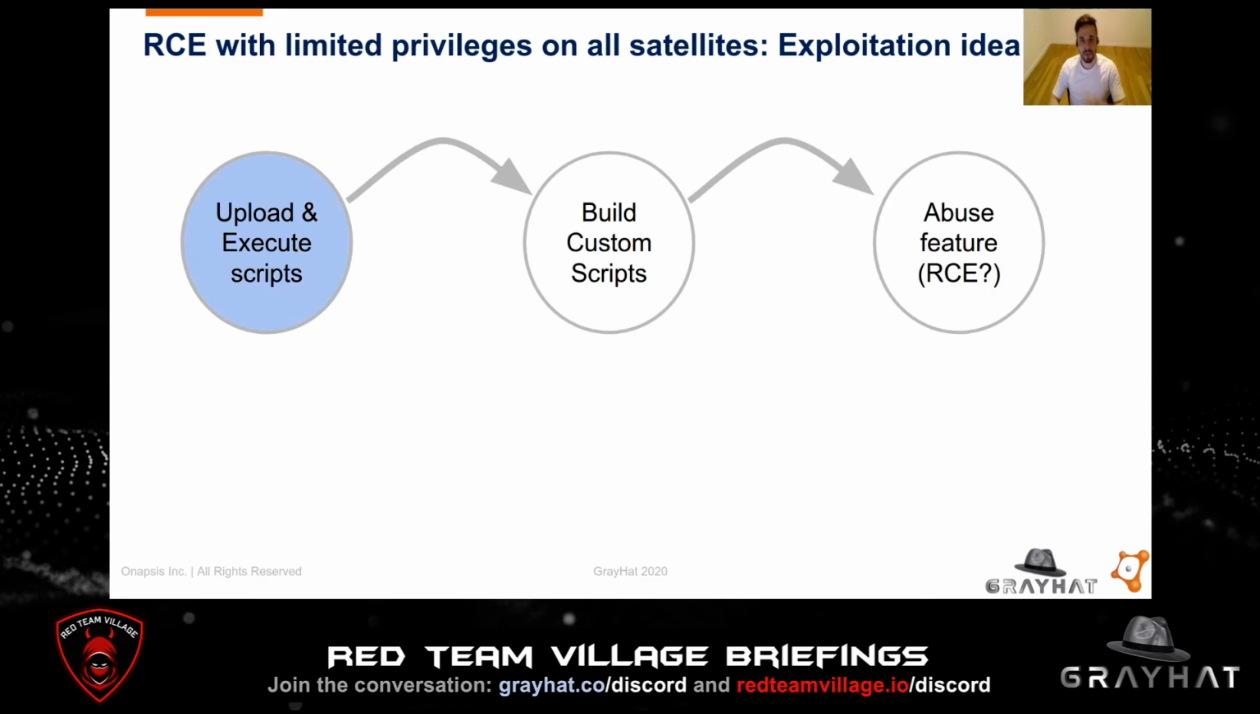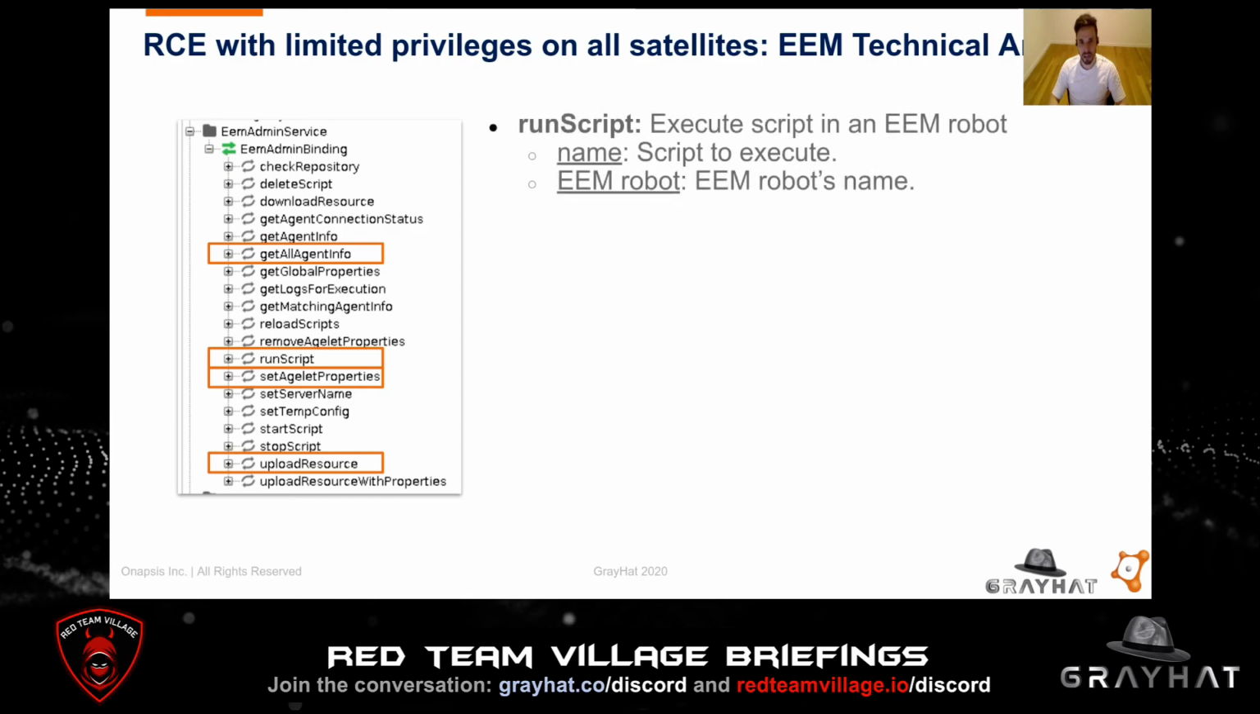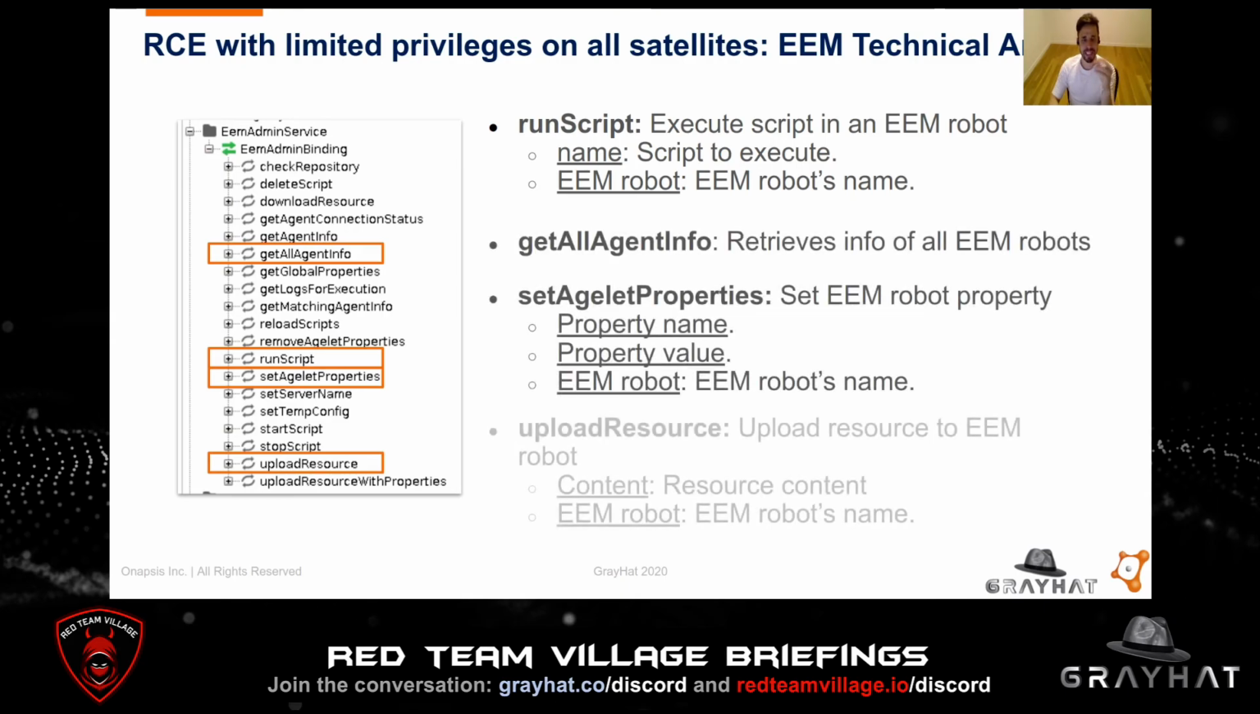So let's begin with the first phase: how we can upload and execute scripts. In order to answer that, we need to do a more in-depth analysis of how this EM service works. It is basically a sub-service which exposes a lot of different methods, but we're going to talk about 4 of them. The first important method is run script, which, as the name suggests, allows you to execute a particular script. The second method is get agent info, which retrieves a lot of different information from all the EM robots that are connected to your Solution Manager.